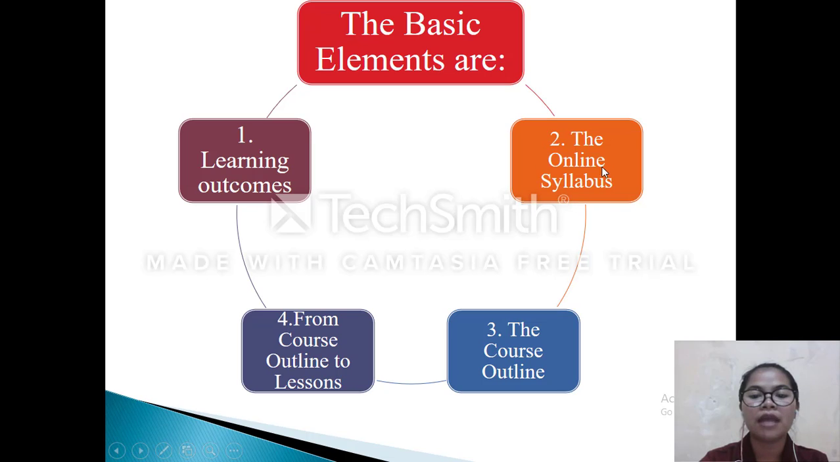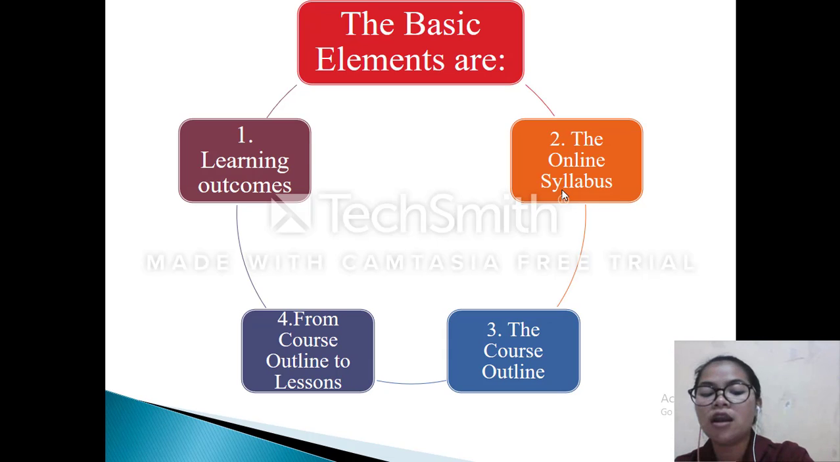And the second basic element is the online syllabus. An online syllabus contains many of the same elements as the syllabus in a physical class. Basic categories include course title, course name, course description, course objectives, evaluation plan, assessment, required readings, suggested readings, and course outline. The syllabus contains a very detailed course outline and a true explanation of how this online course is organized and will operate.